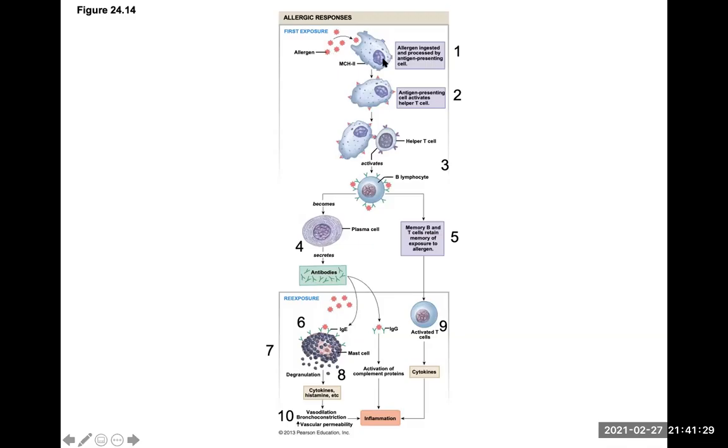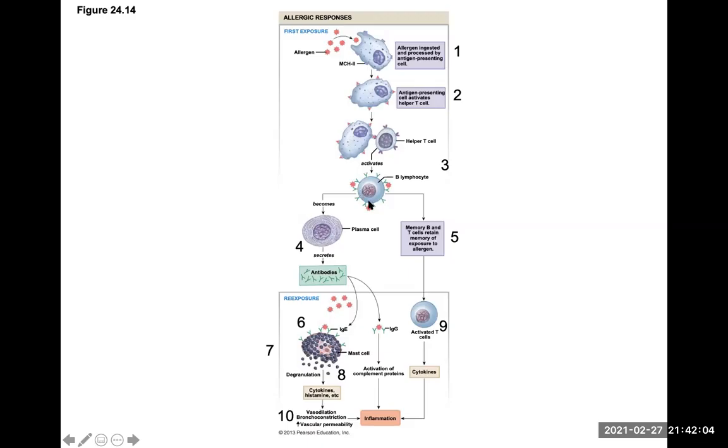Number one is the body would first be exposed to the allergen and go through a sensitization phase. In this case, the allergen gets ingested by the APC or the macrophage. So, the allergen comes into the body and it gets ingested and processed by the APC. Step two, the allergen fragments are presented to the helper T cells. So now it gets broken down, and the antigen presenting cell activates the helper T cells, and now it gets presented. Step three is that the helper T cells activate the B lymphocytes.